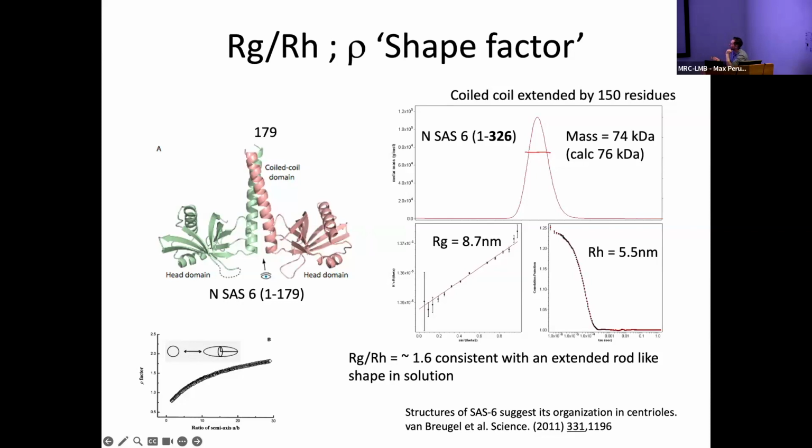But what was important is obviously the hydrodynamic radius was very different. So Rg divided by Rh then gave this 1.6. So that's consistent with a rod-like shape. So they knew then that they had this coiled shape and it wasn't running like a globular.